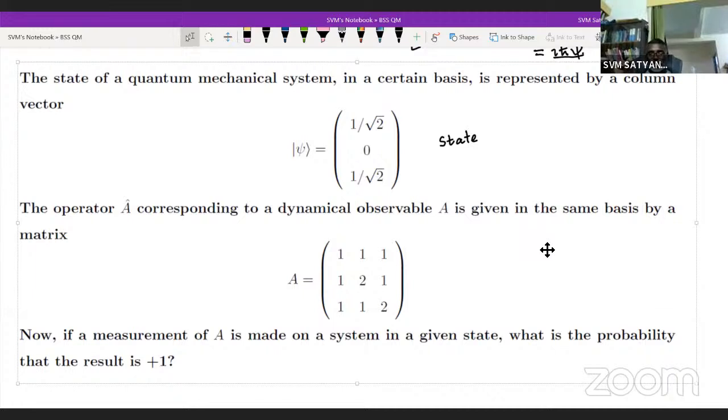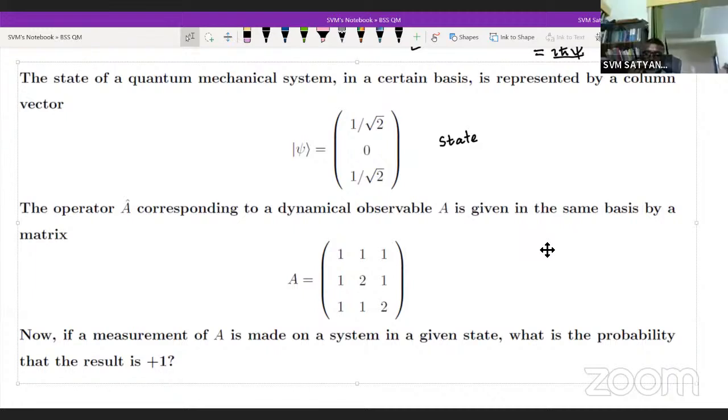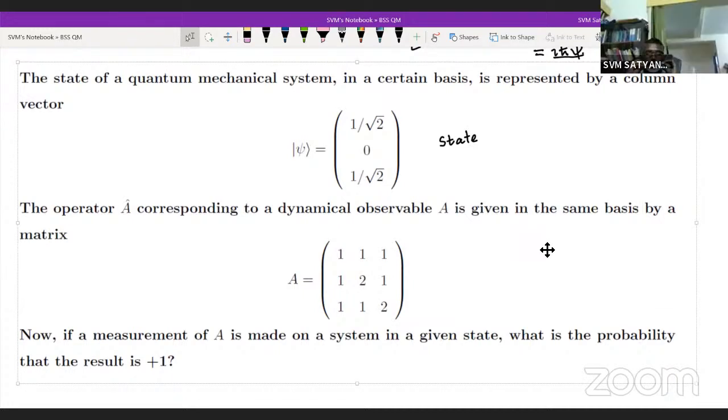No. It's not probability +1. It is probability of the result is +1. Okay. Result is +1. We have to find the eigenvalues. And one of the eigenvalues will be +1. Yeah. That is what I wanted. So if the result is +1, means we have the information that +1 is one of the eigenvalues. Correct?